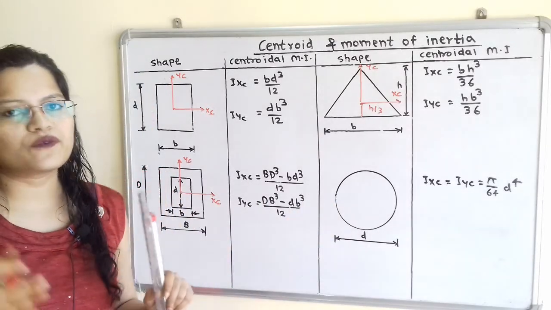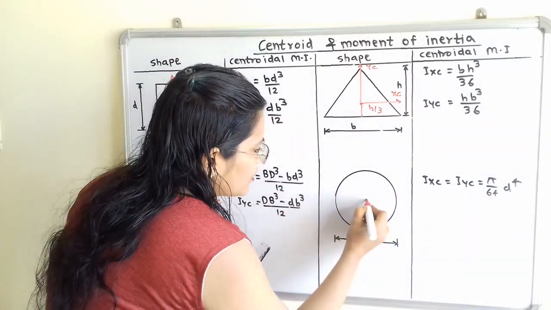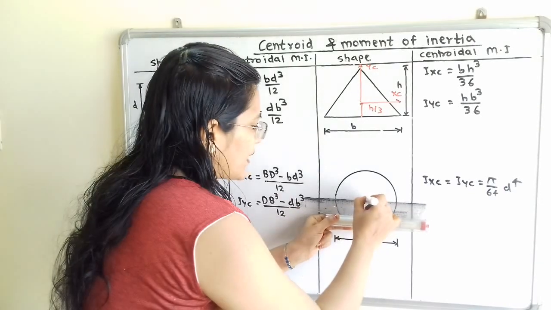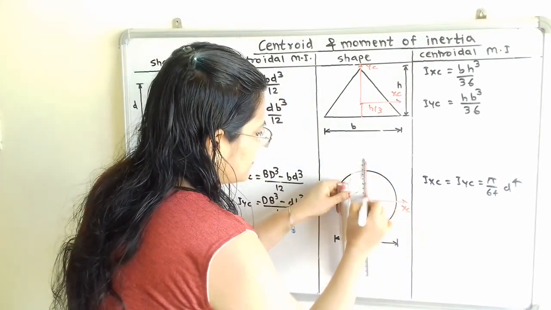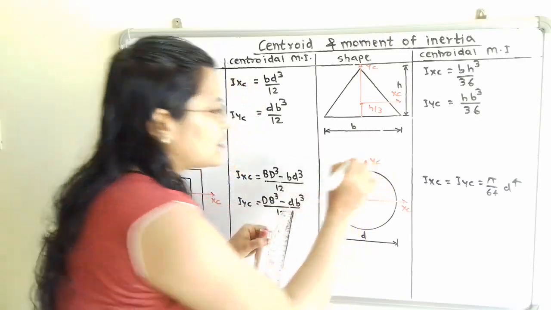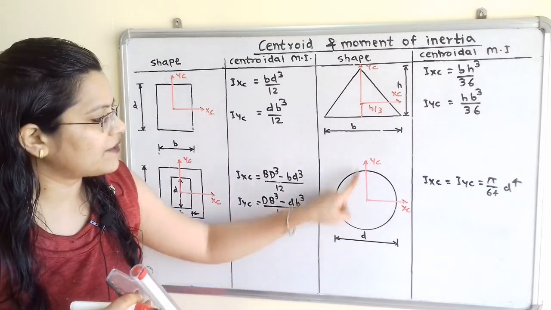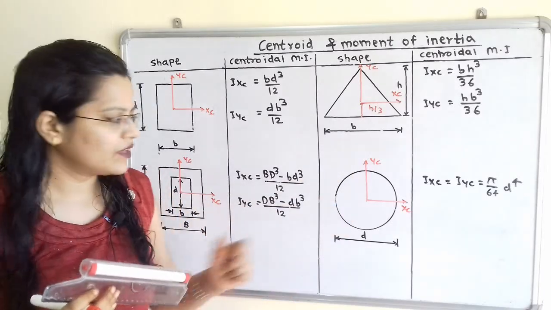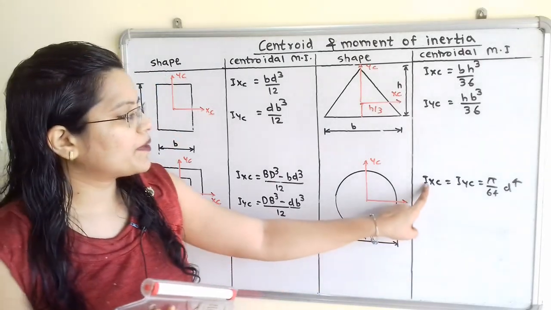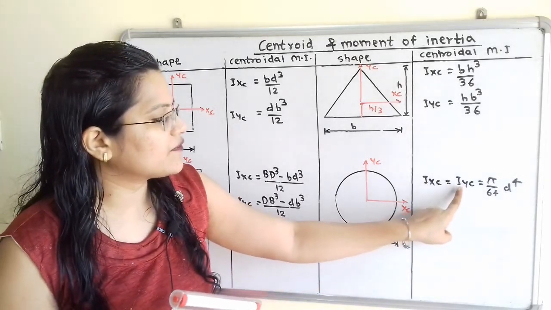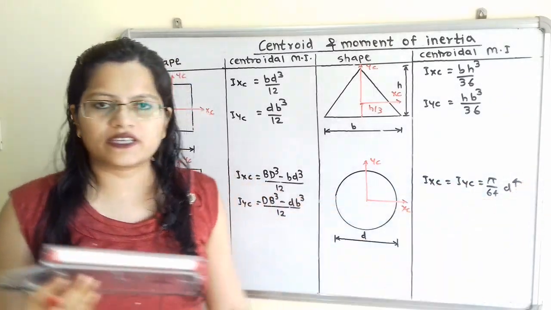Now for circle we have to select the centroid. So centroid is its center. Now from center we will draw two axes. One is Xc and other is Yc. Now for circle, moment of inertia along this horizontal axis and vertical axis is same. For this circle diameter is small d and therefore moment of inertia Ixc, which is equal to Iyc, is equal to pi by 64 d raised to 4.